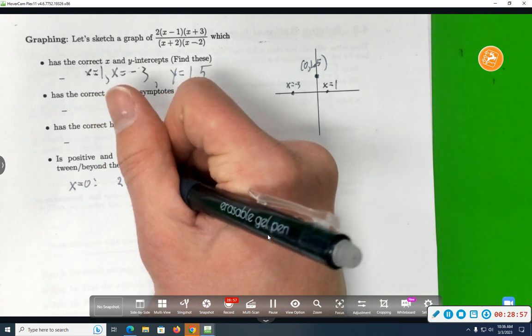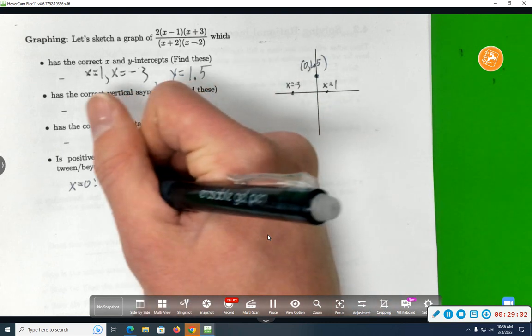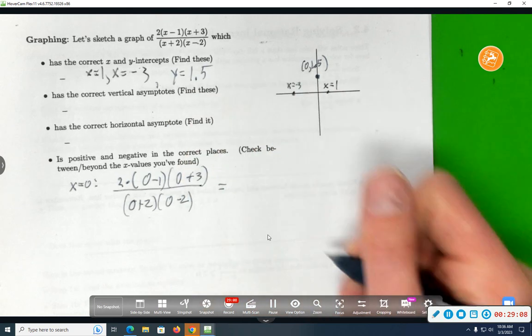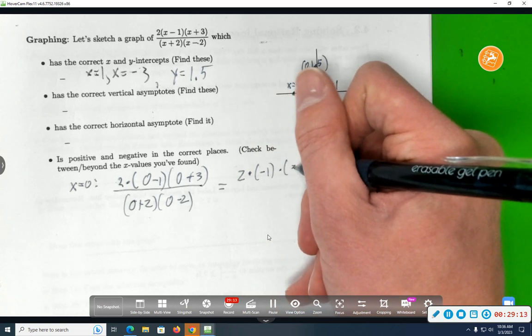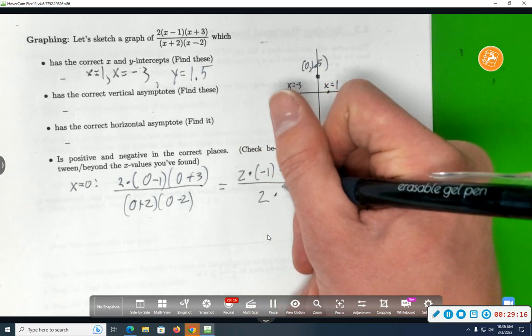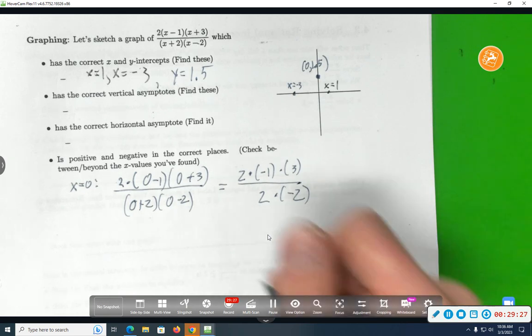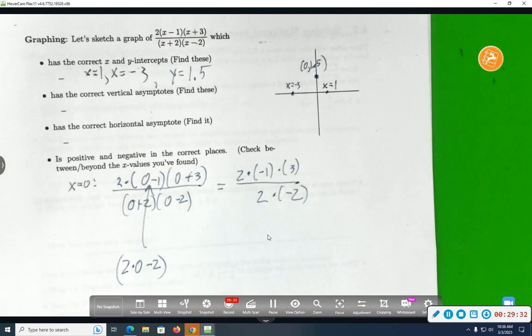It'll be 2 multiplied by 0 minus 1 multiplied by 0 plus 3, all over 0 plus 2 times 0 minus 2. Let's just work out what this is. 2 multiplied by negative 1 multiplied by 3, all over 2 multiplied by negative 2. Do you see a 2 that you missed yet? Oh, well, that would work out fine. Then this would become 2 times 0 minus 2 if you multiplied through first. Cool. People feel good?